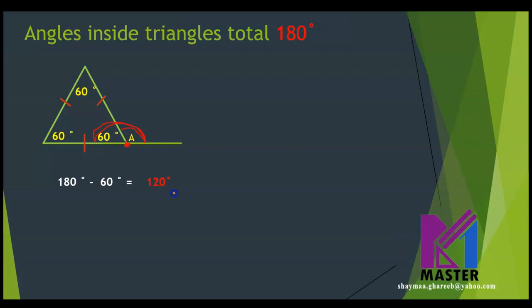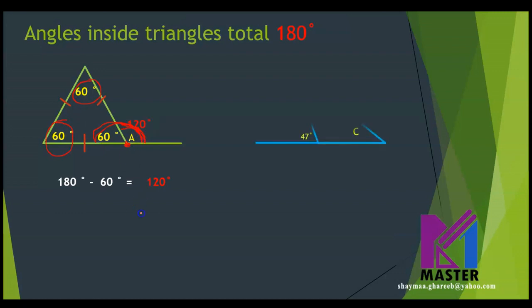Or there is another rule, I want all of you to know it: the size of the exterior angle of a triangle equals the sum of the two opposite interior angles, which means these two angles, not the angle next to it. These two angles are called opposite interior to angle A. So 60 plus 60 equals 120, which is angle A.